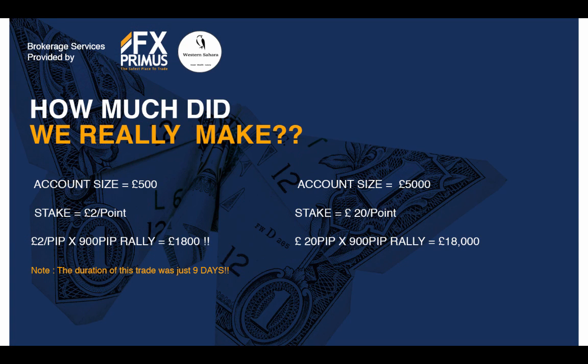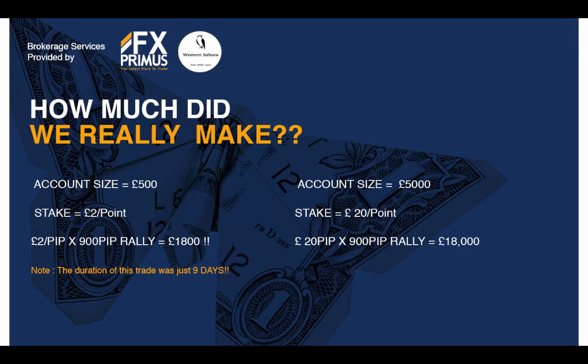Now you're probably wondering, how much did I really make? Now let's say hypothetically I had a 500 pound account size, okay, and I stake £2 a point. Okay, so that will be £2 a point multiplied by 900 pips. That will give you £1,800.